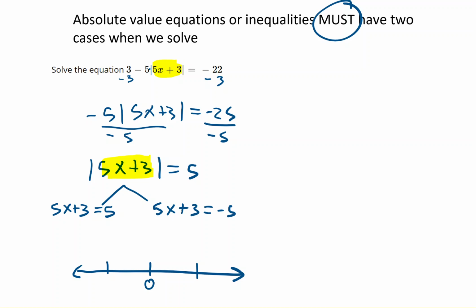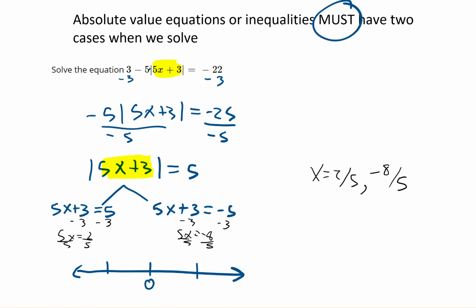And then I go ahead and solve each one. So -3, 5x equals 2, divide by 5. So I get one of my solutions is x equals 2/5. The other one, I'm going to -3, 5x equals -8, divide by 5. My other solution ends up being -8/5.